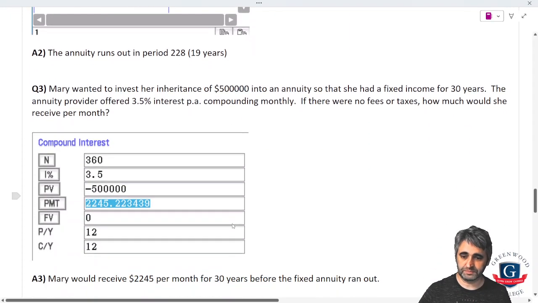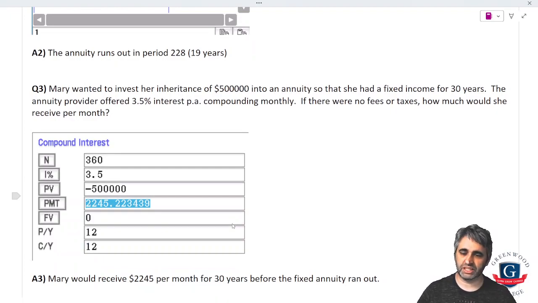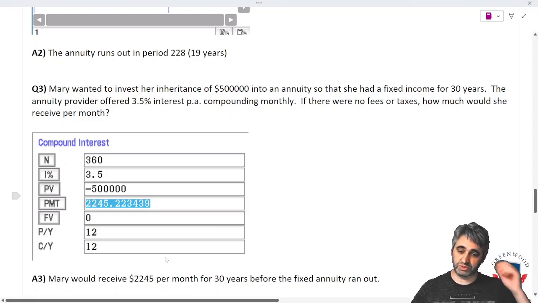And here's the last one. Say she wanted to invest it so that she had a fixed income for 30 years. That would be much harder to do in recursion mode because we'd be fiddling around with the repayment number until it stopped after 30 years, or 12 times 30. So we can go into finance mode and do this a little bit easier.